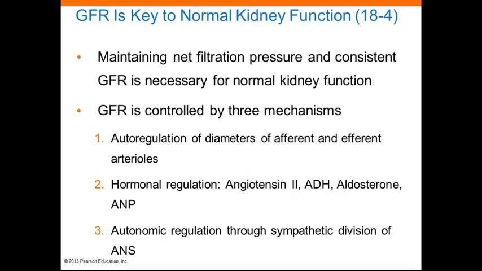Normal kidney function depends on adequate blood flow to maintain filtration pressures and a stable glomerular filtration rate. GFR is controlled by three mechanisms: autoregulation of the diameter of afferent and efferent arterioles. So this is a quick short-term adjustment of the GFR. Decreases in GFR are going to trigger dilation of the afferent arteriole and constriction of the efferent arteriole. So this will bring glomerular blood pressure up and increase GFR back to normal.